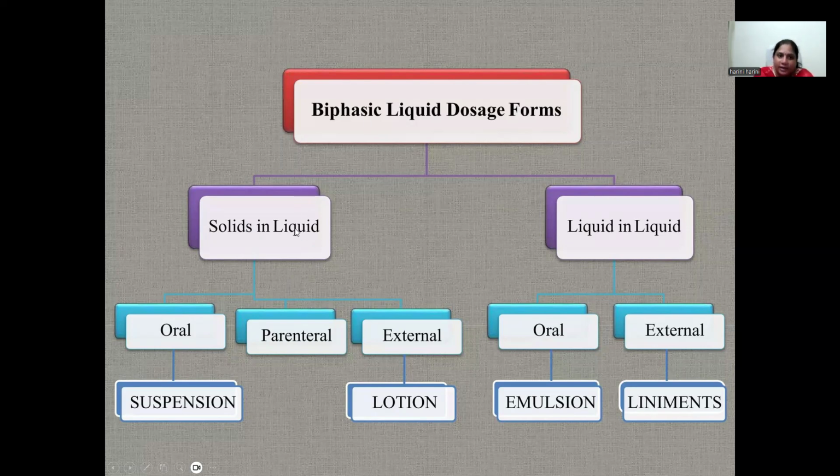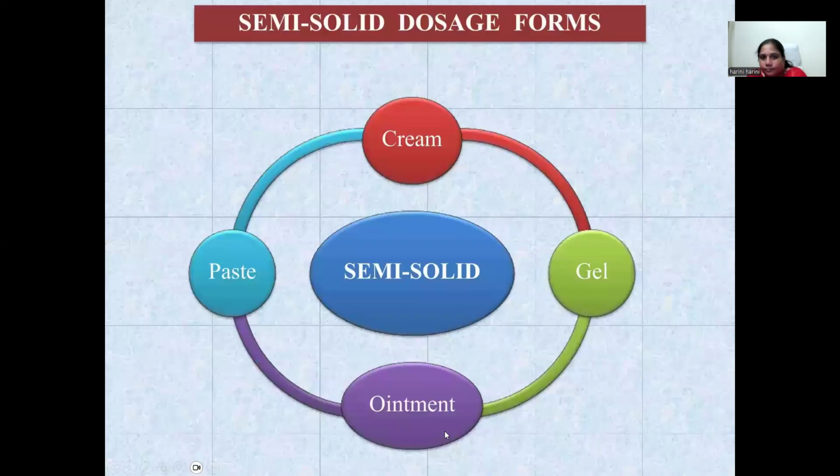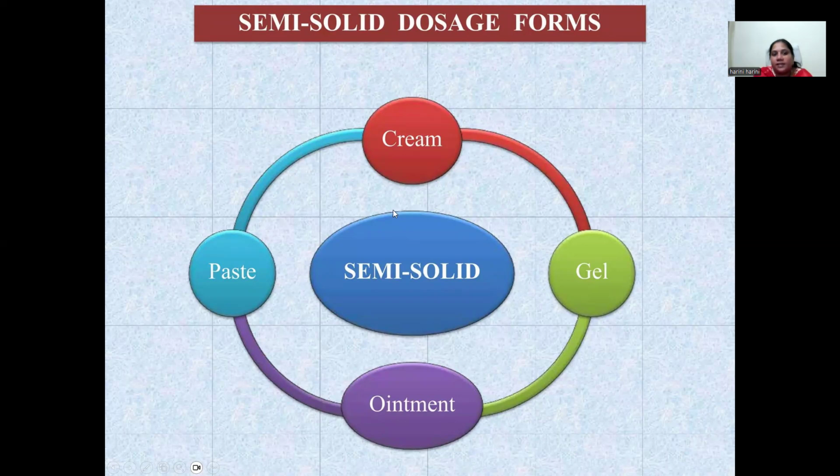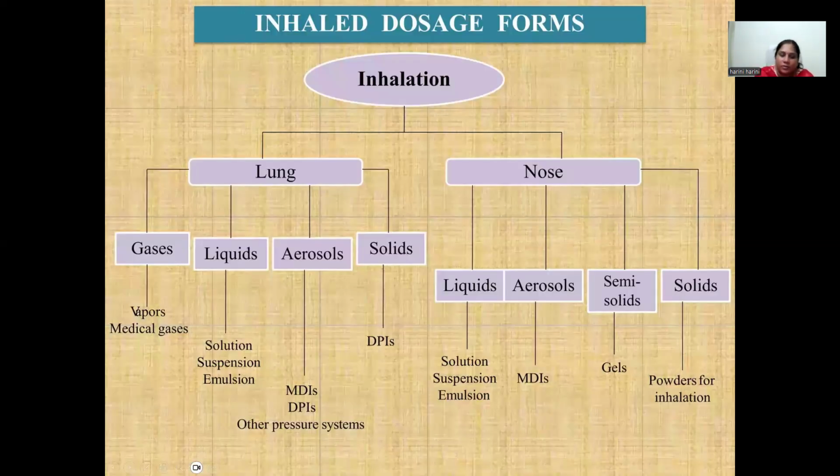And solid in liquid, that is, the solute is solid and the solvent is liquid. The oral solid in liquid biphasic liquid dosage form is our suspension, and parenteral, some of the injections will also be in the form of suspensions, and external solid in liquid biphasic liquid dosage forms come under lotions. So semi-solid dosage forms, again, we'll have pastes, creams, gels, and ointments, all under biphasic dosage forms.